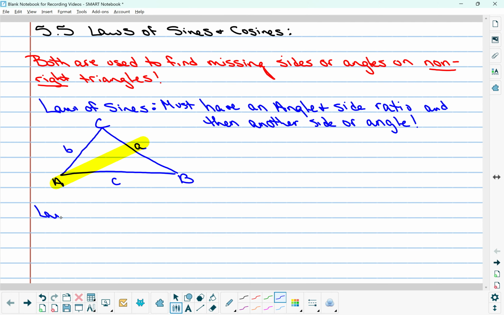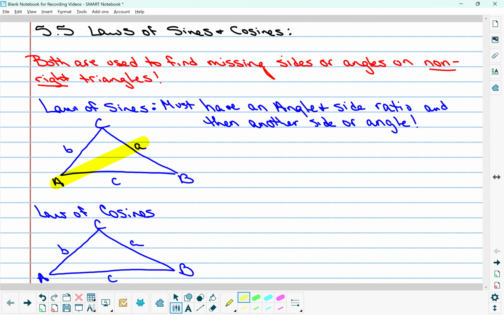Law of cosines, because it's important that you know when you use which one. If we have A, B, and C, little a, little b, little c. Okay, this one is used when you have what's called two sides and an included angle. So two sides and the angle that's between them. So that's when these two sides and the angle that comes between them. That's when you use law of cosines.